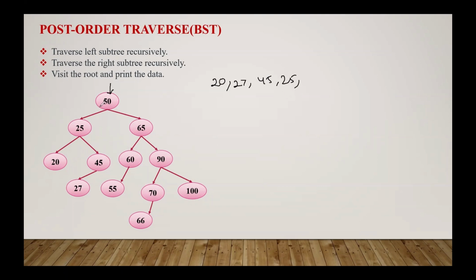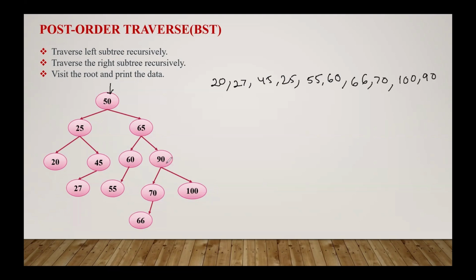So the left subtree of 50 is over, then we have to go to the right. 65, left is 60, then 55. So after 25, we write down 55, then 60. Left is over, then we go to the right, meaning 90. For 90, we go to the left subtree first, then the right. Left means 70, then 66. So after 60, we write down 66, then 70, then the right subtree. Then we write down the 100, because after the right subtree, the root is printed.